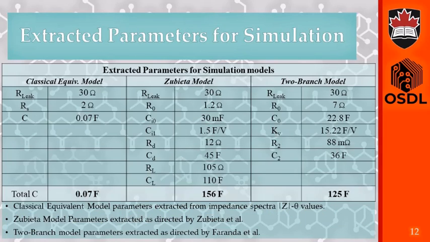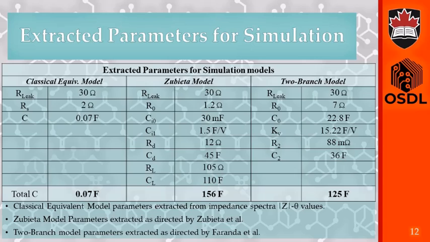Parameters were extracted from the real data for each one of the 3 models. The first was the classical equivalent model, which had the true values extracted directly from the impedance spectra. This demonstrated that the total capacitance of these devices was 70 microfarads, which is comparable to literature DLC values.